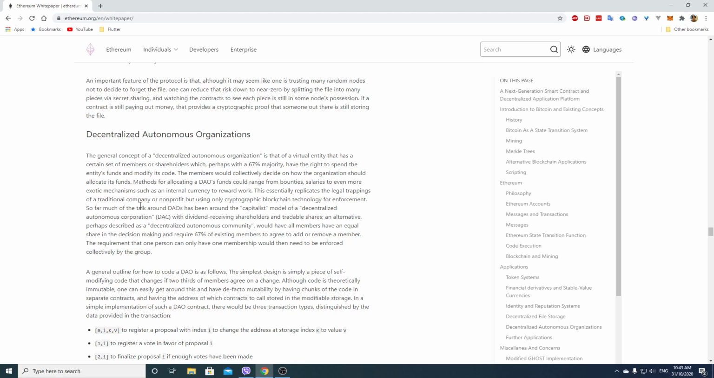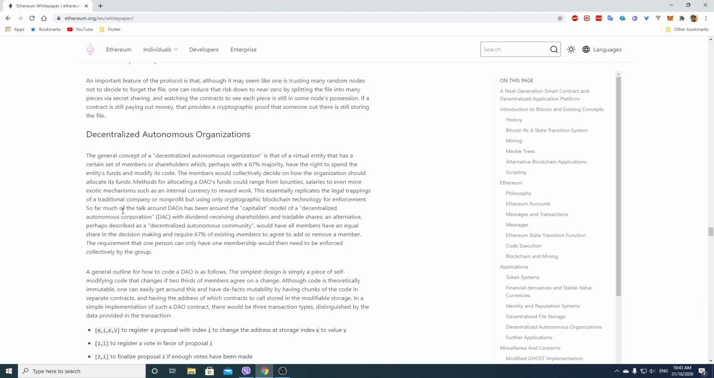Decentralized autonomous organizations. The general concept of a decentralized autonomous organization, so it's DAO, is that of a virtual entity that has a certain set of members or shareholders, which perhaps with a 67% majority have the right to spend the entity's funds and modify its code. The members will collectively decide on how the organization should allocate its funds. Methods for allocating a DAO's funds could range from bounties, salaries, to even more exotic mechanisms, such as an internal currency to reward work. This essentially replicates the legal trappings of a traditional company or non-profit, but using only cryptographic blockchain technology for enforcement.